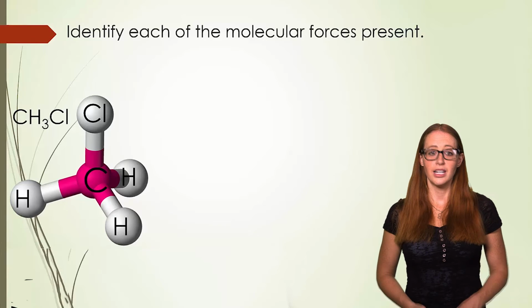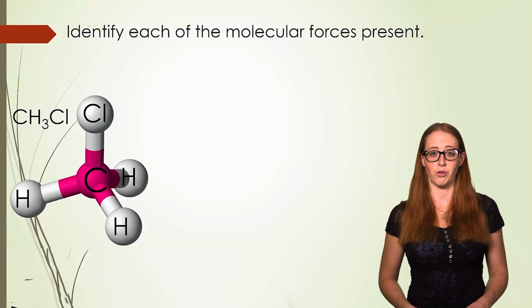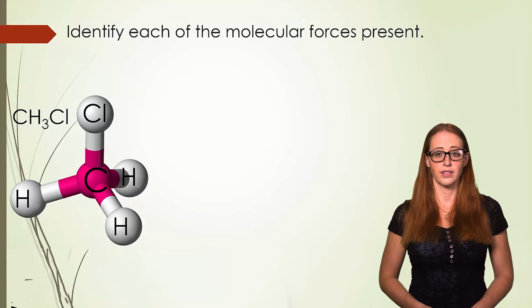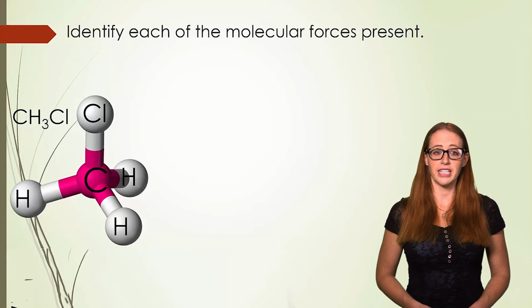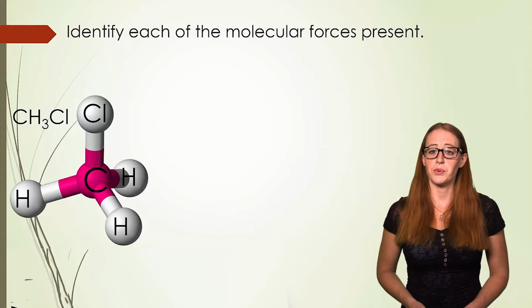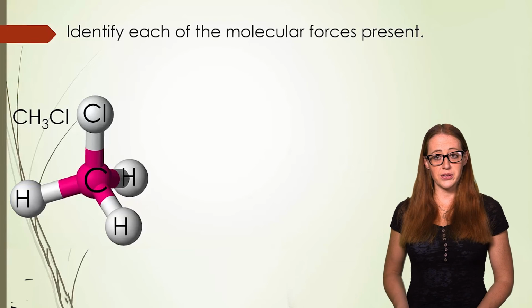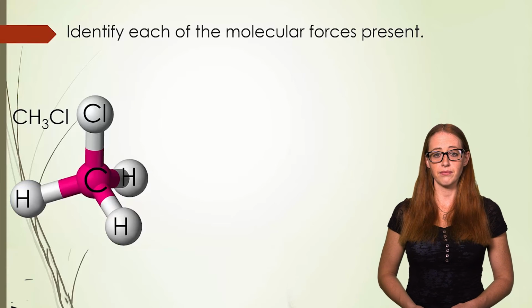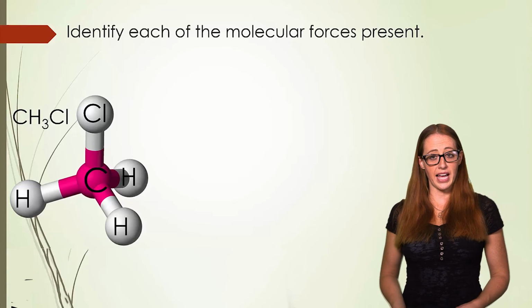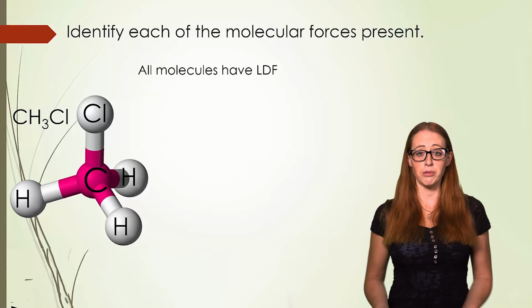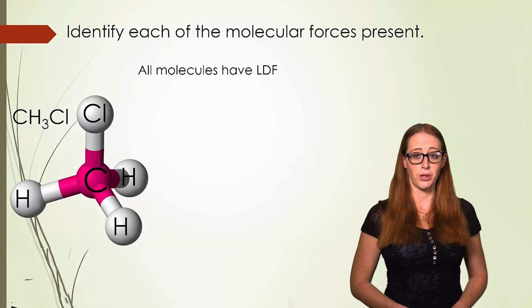Let's do another example. Pause again and try to do this one on your own before moving on. So here I ask you what intermolecular forces are present in CH3Cl. To know this, we must first draw the molecule. The C goes in the middle, and the H's and the Cl go around the carbon. Since we know that all molecules have London dispersion forces, we can safely say that this has LDFs. To decide if it has dipole-dipole forces, we need to determine if there is a dipole.